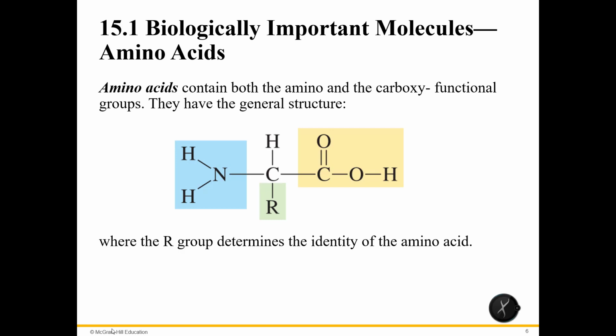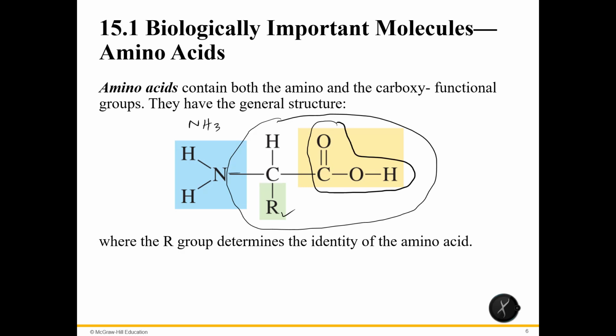All right, so the next group of compounds we want to talk about is amino acids. These are the precursors to proteins. So amino acids, generally they have both an amino and a carboxy functional group. And then the R group determines what type of amino acid we're dealing with. So you know that ammonia is NH3, and we talked about that if you substitute out one of those hydrogens for another group, that makes it an amine. And then we see the carboxy group here, and that makes it an acid.